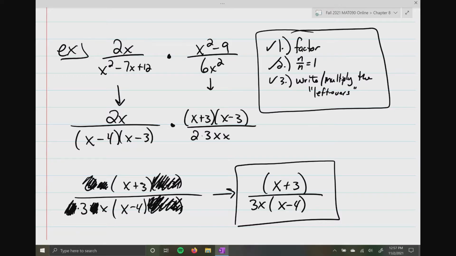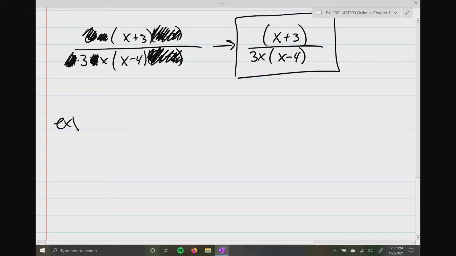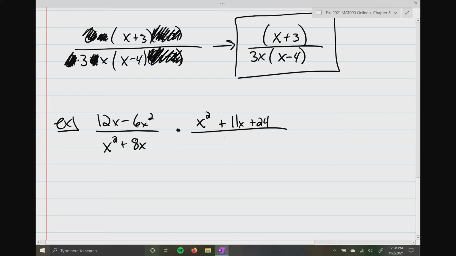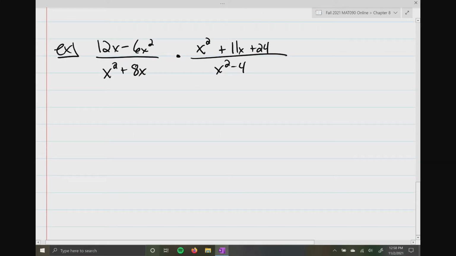So let's look at this one. So we got 12x minus 6x squared over x squared plus 8x times x squared plus 11x plus 24 all over x squared minus 4. Okay? So I'm going to write my steps on the right-hand side. Factor, n over n equals 1. And then I'll just abbreviate this with just the word leftovers.